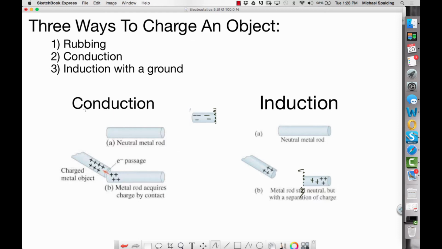Okay? So in summation, conduction requires physical contact. The electrons are going to move towards the positive. Induction is no physical contact, and typically if you want to generate a new charge as opposed to just a separation of charge, if you want to do that, then you need to include a ground like this.